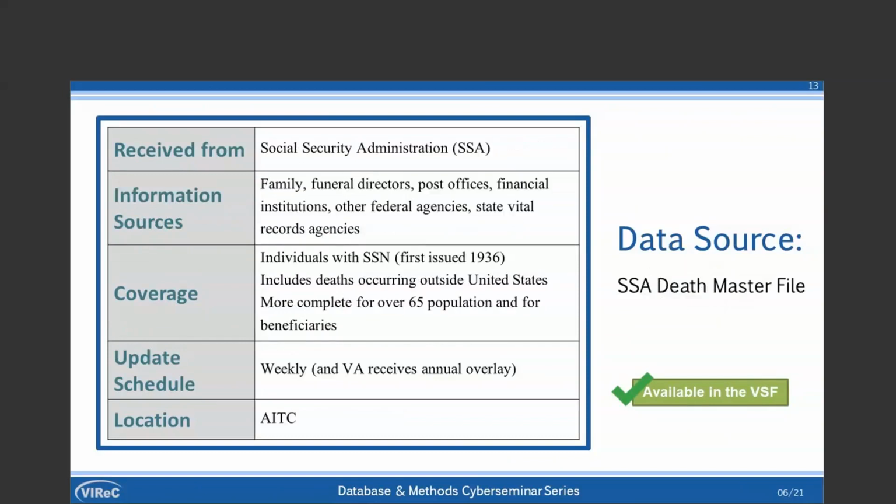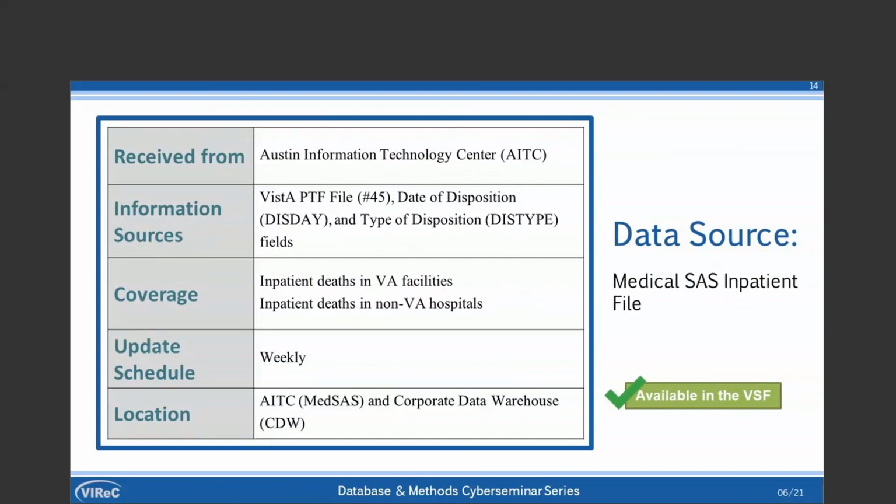The third very important source is the Social Security Administration Death Master File, which is really the only publicly available death file in the United States. It's basically a file of beneficiaries of Social Security in the United States, and it also feeds into the vital status file. And a fourth source is the Medical SAS inpatient file, which basically records deaths for patients who died in the hospital. And it also feeds into the vital status file.